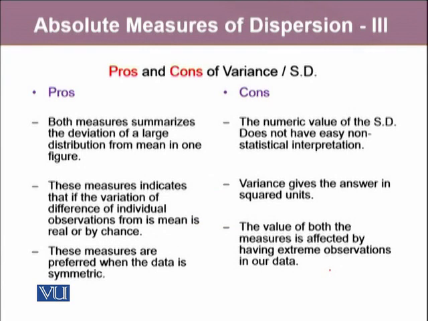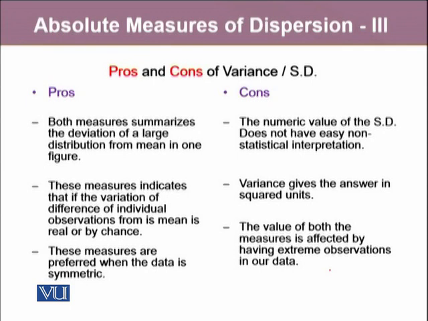There are a few pros and cons of the variance and standard deviation. These both measures summarize the deviation of a large distribution from the mean in one figure. These measures indicate whether the variation of difference of individual observations from its mean is real or by chance. These measures are preferred when the data is symmetric.